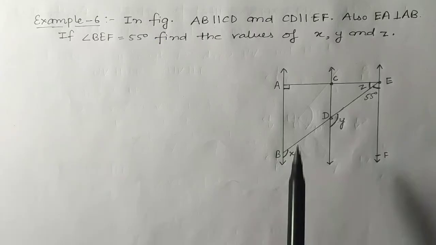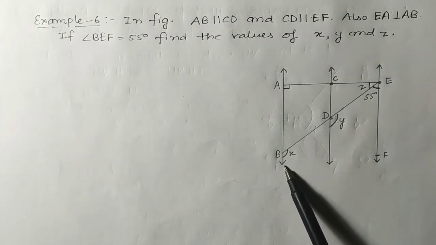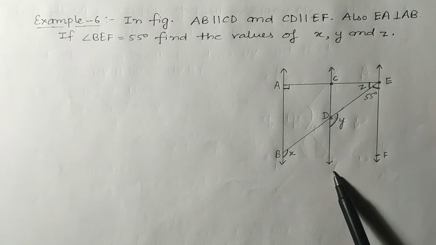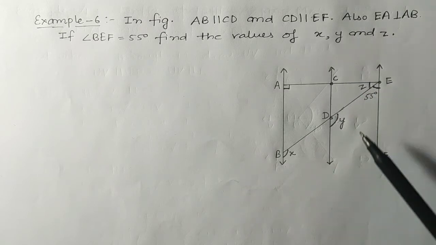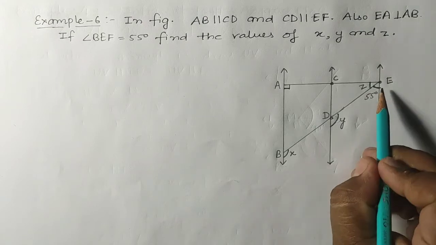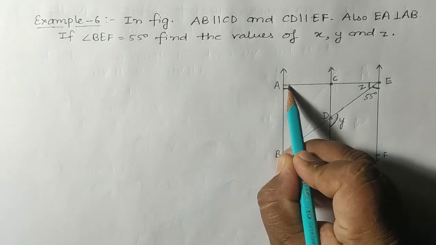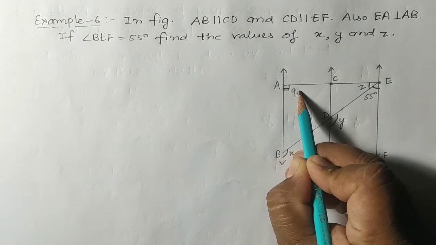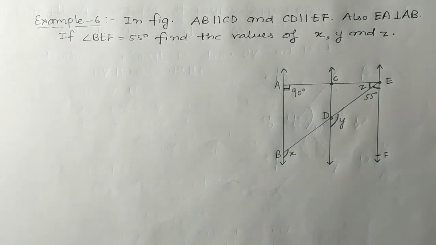Example number 6 from NCERT. The question is, in the figure AB is parallel to CD, means this line is parallel to this line, and CD is parallel to EF. Also EA is perpendicular to AB, means this side is perpendicular. Perpendicular means the angle will be 90 degrees.